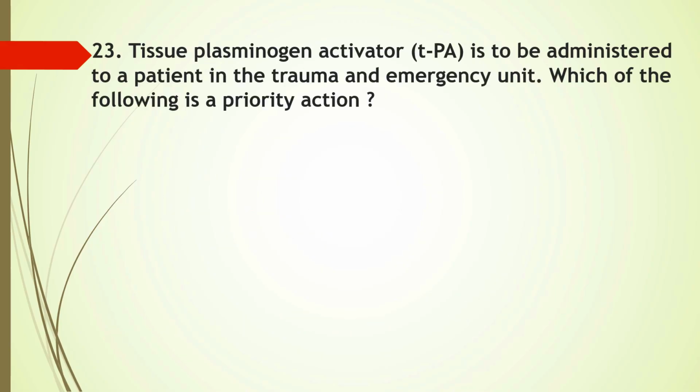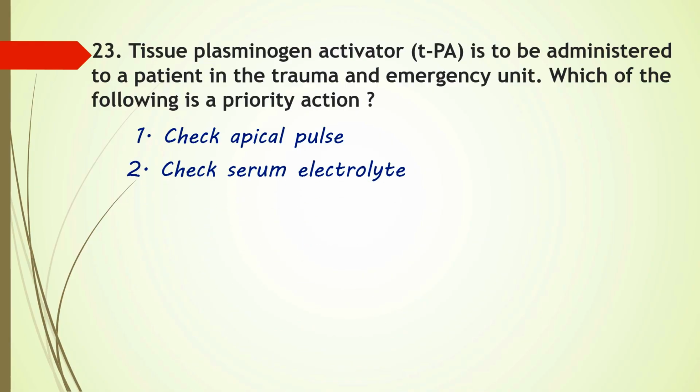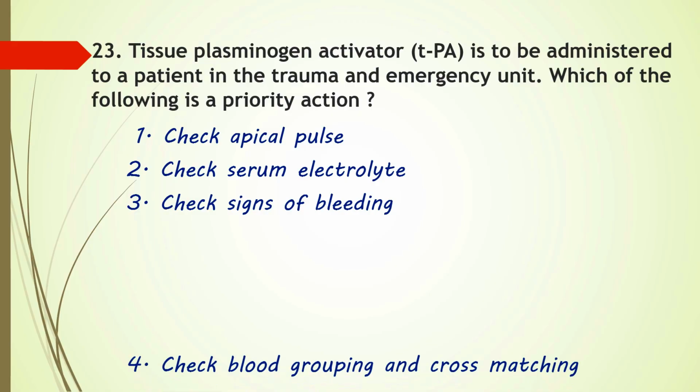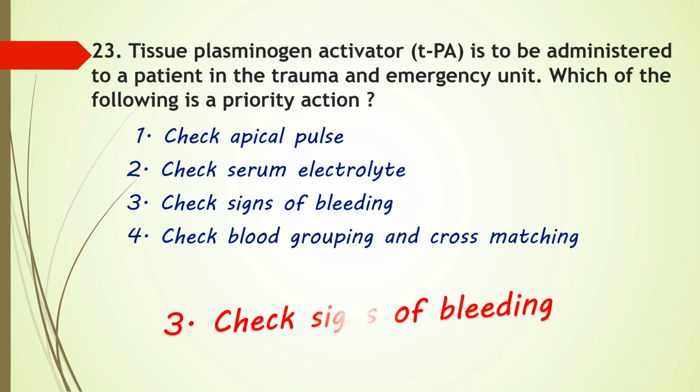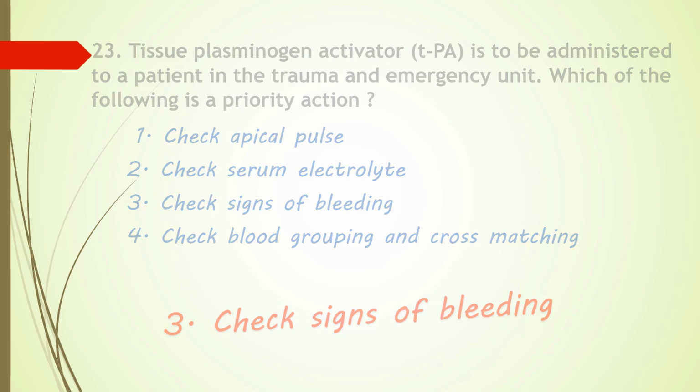Next question, tissue plasminogen activator, TPA, is to be administered to a patient in the trauma and emergency unit. Which of the following is a priority action? Options are check apical pulse, check serum electrolyte, check sign of bleeding, or check blood grouping and cross matching. For administration of plasminogen activator, always the first priority is to check sign of any bleeding. So option 3 is the correct answer.